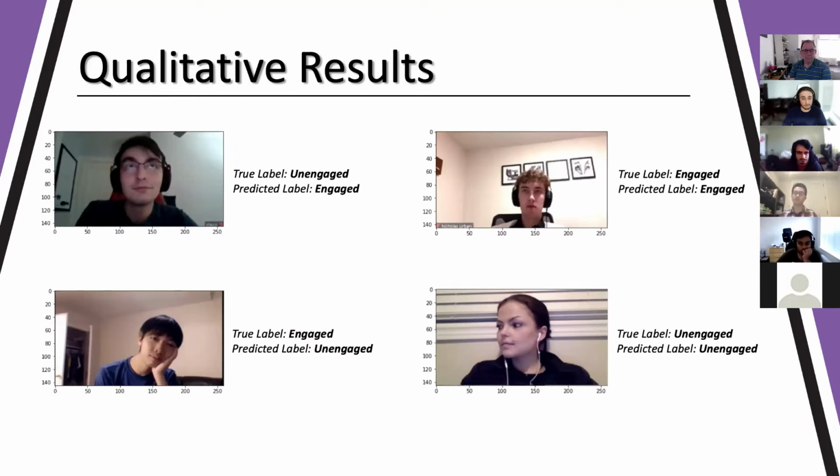Right, so in terms of our qualitative results, we can see that some of the incorrectly classified images were not concretely engaged versus unengaged or the other way around, which may have been an issue during data processing, as seen by some of the figures shown here. Next slide, please.